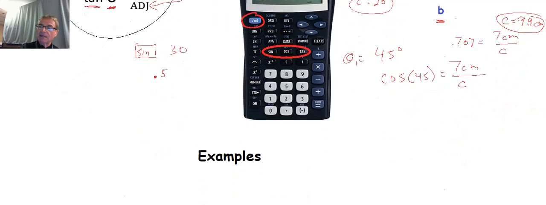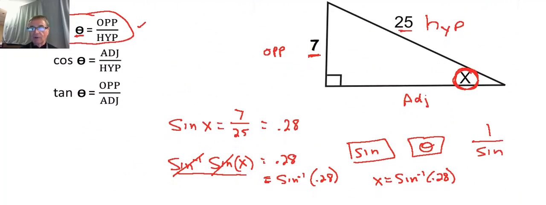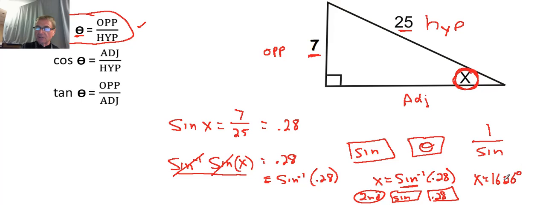So in the case where I need my third example down here, I need the inverse sine. Well, I'm going to hit the second button, and then I'm going to hit the sine button. So I get my inverse sine. And then I'm going to type in 0.28, and that's going to give me the angle x, which is what I'm looking for. So let me do that on my calculator. And I get an angle of 16.26 degrees for x. So x is 16.26 degrees. And that's what x is.